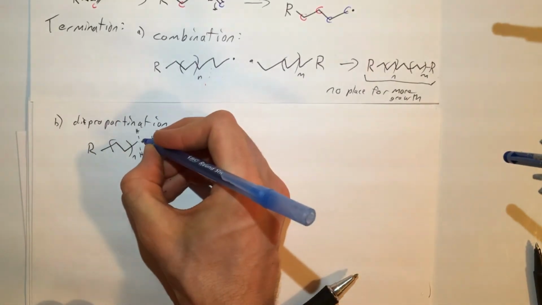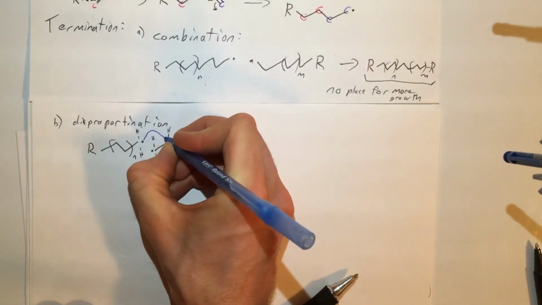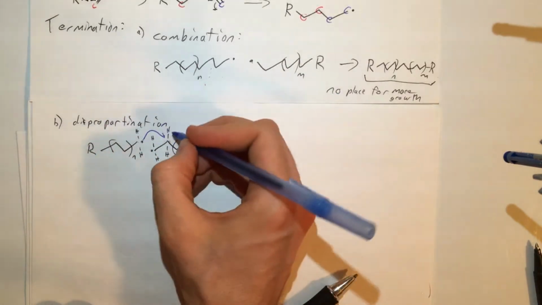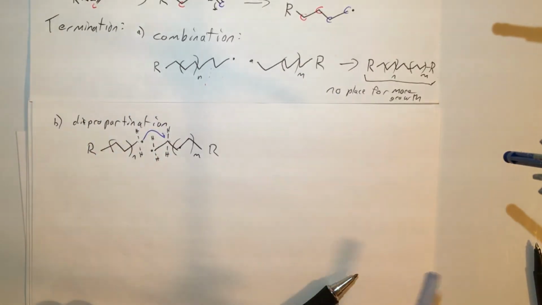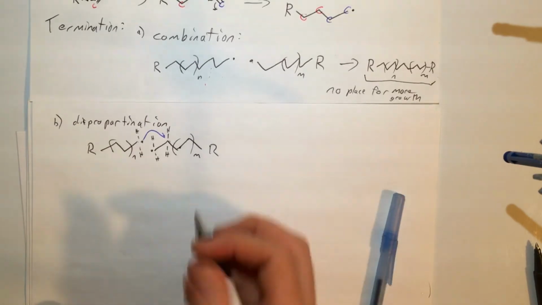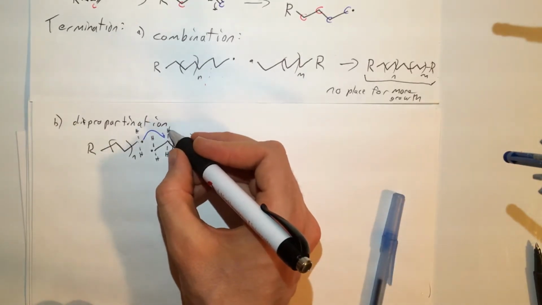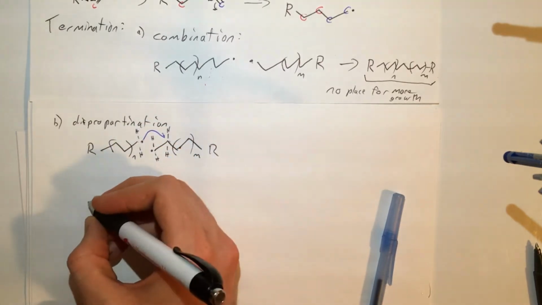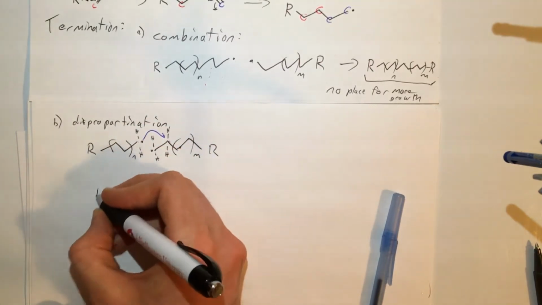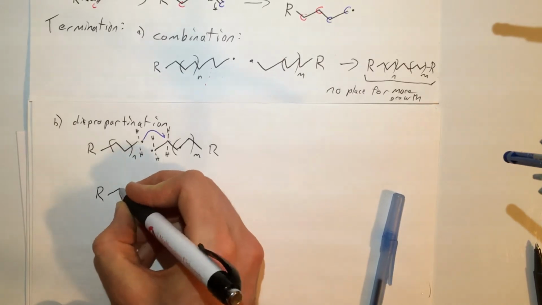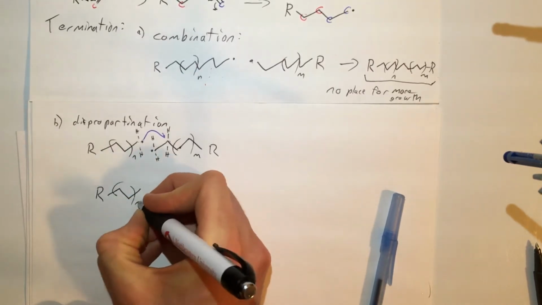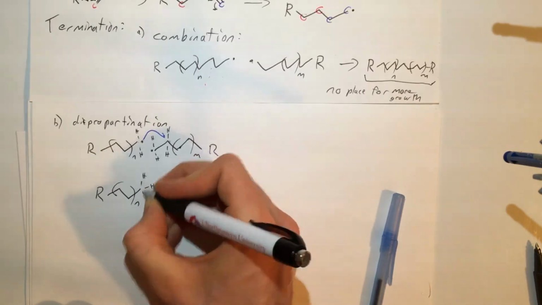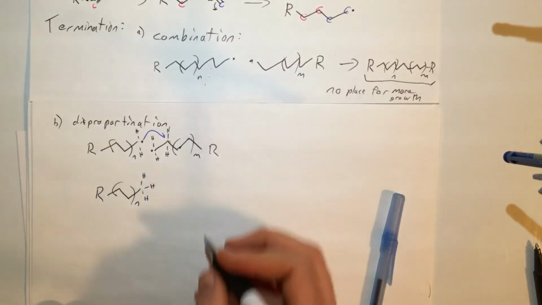Well, this free radical ends up coming over here and interacting with this hydrogen right here. And when it interacts with this hydrogen, it ends up getting kicked off. It belongs to this chain now. And so we get three hydrogens connected to this carbon.